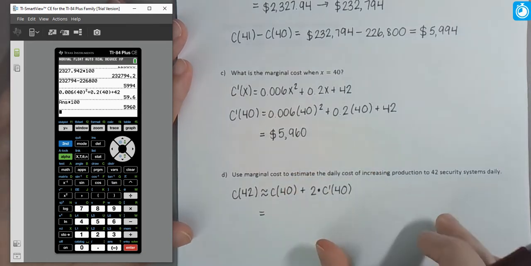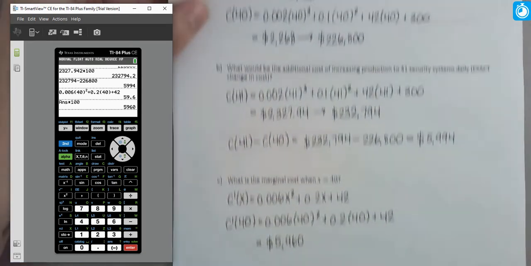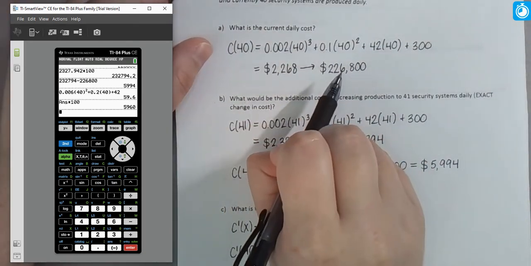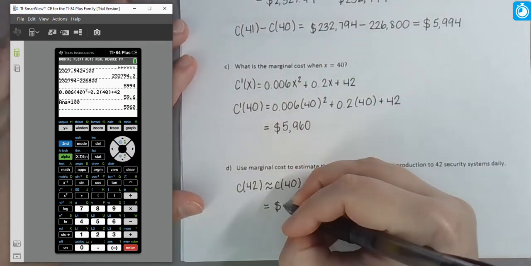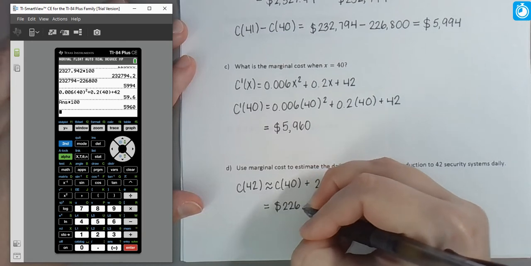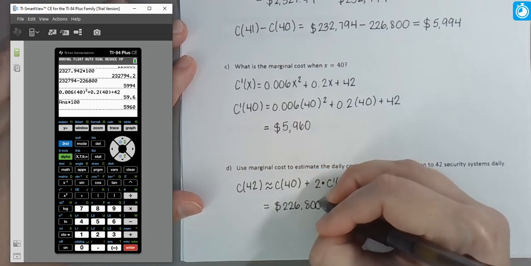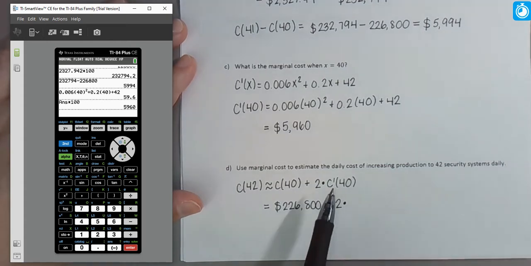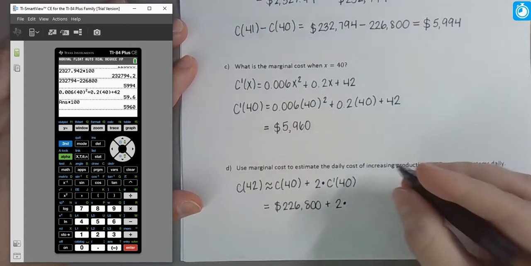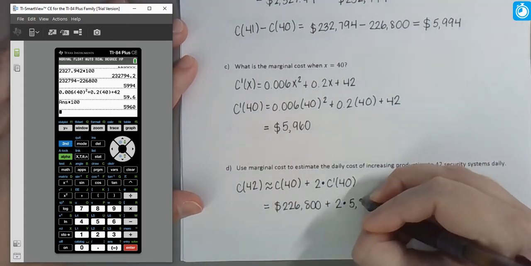And we know these values already. So C of 40 we determined was $226,800. So $226,800 plus 2 times our marginal cost, 5,960.